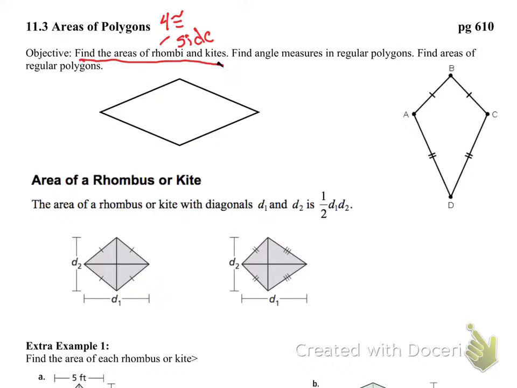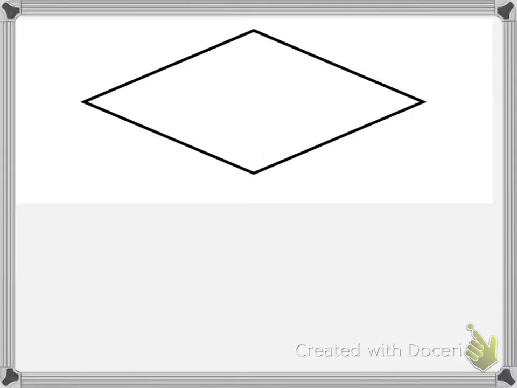Once we find that, we're going to find the angle measures in a regular polygon. Okay, we'll talk about what that means when we get there. And then find the areas of a regular polygon. Again, remember regular, bit of vocabulary there. Regular means all congruent sides and angles. All right, first, let's go ahead and look at a kite.